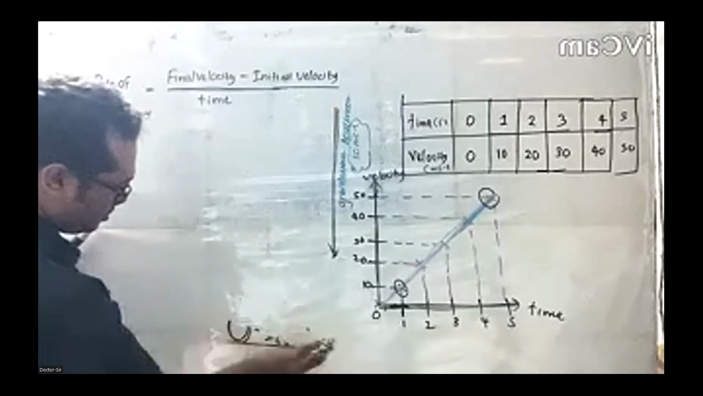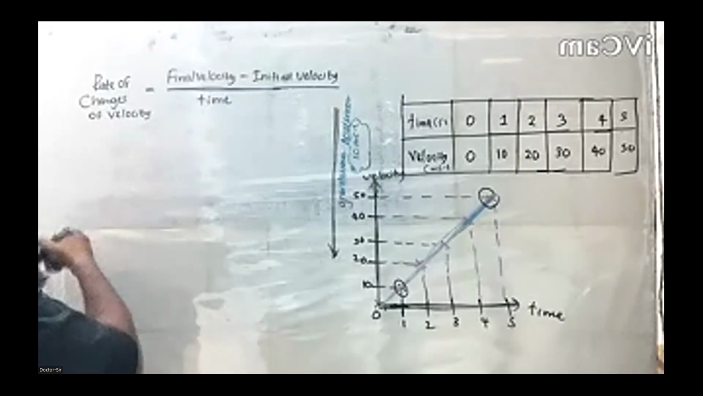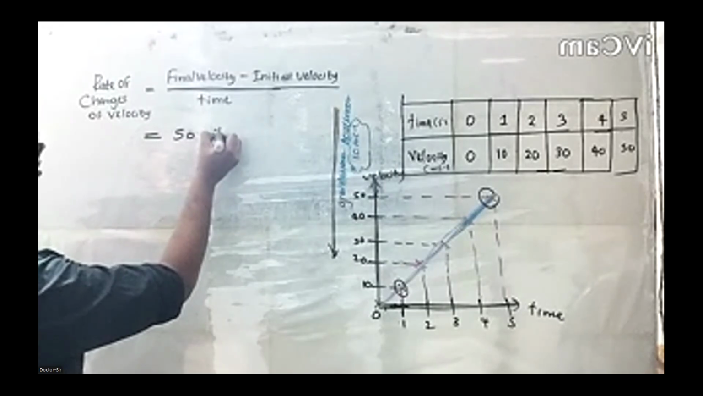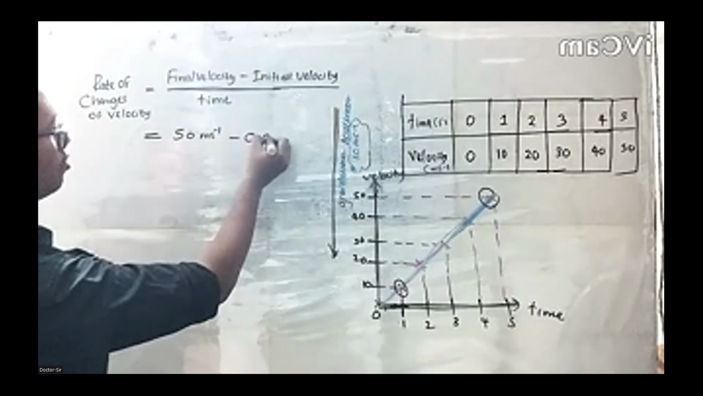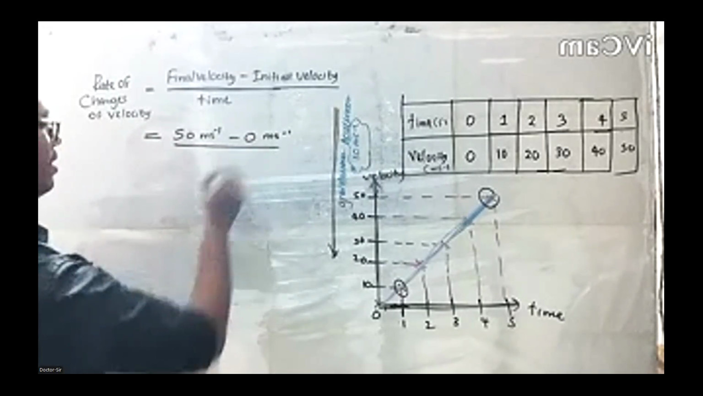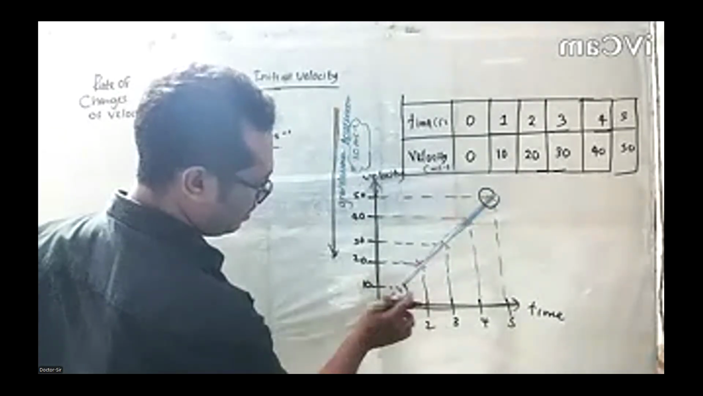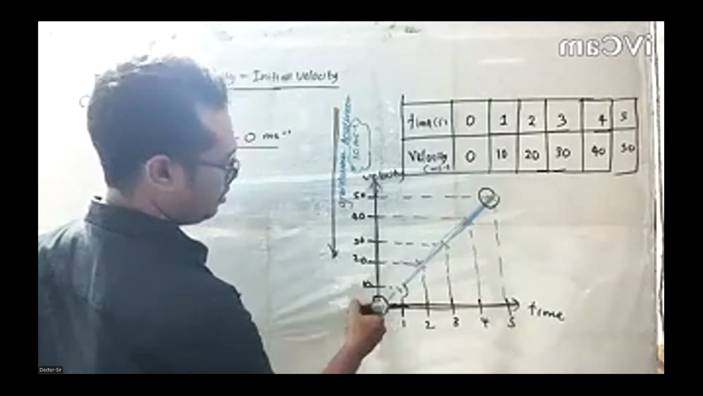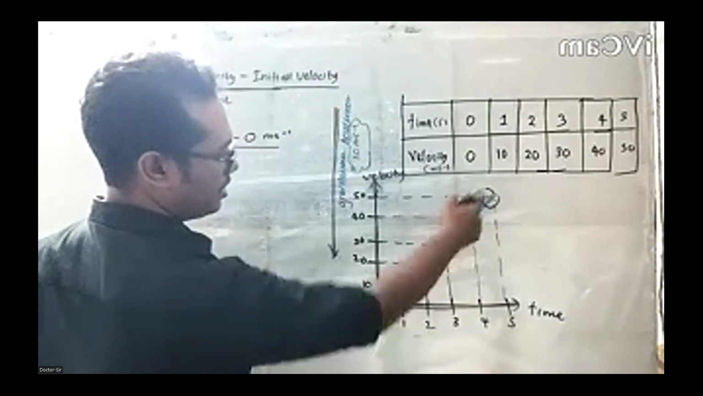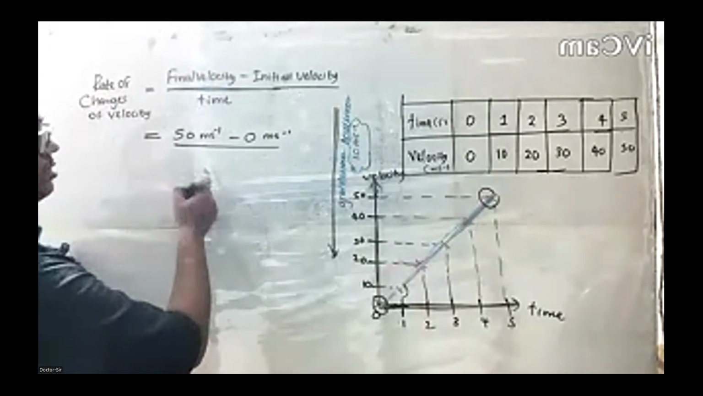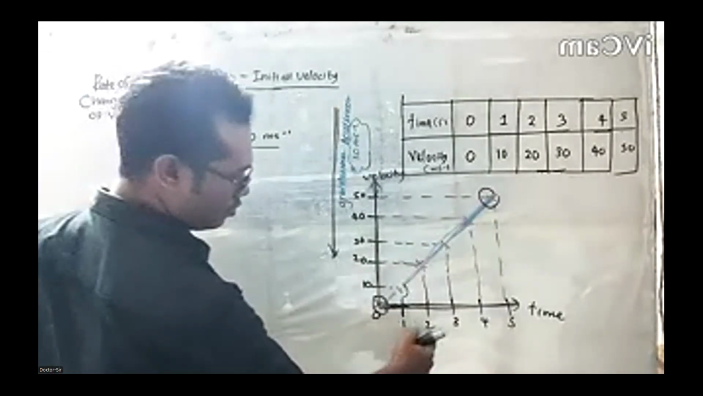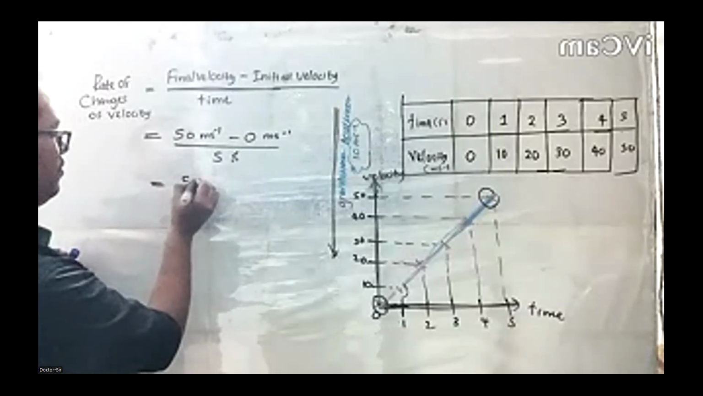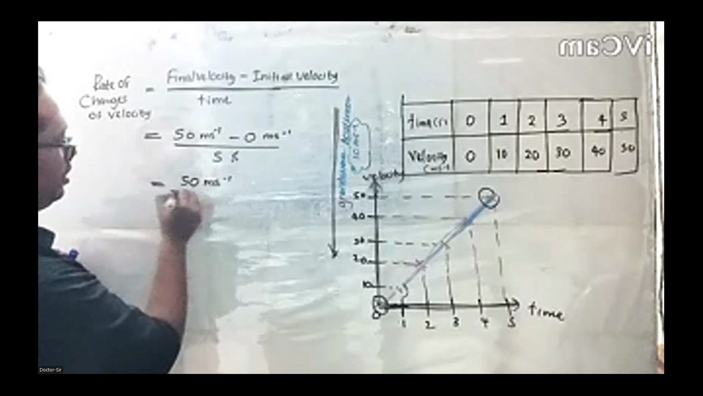Okay, I will erase this. So final velocity is 50 ms minus 1. Initial velocity 0 ms minus 1. For that, not here. If I mark here, I have to use 4 seconds. So I will take here. Initial point here, final point here. Right? So now I can take time 1, 2, 3, 4, 5 seconds. So 50 minus 0 means 50 ms minus 1 divided by 5 seconds.